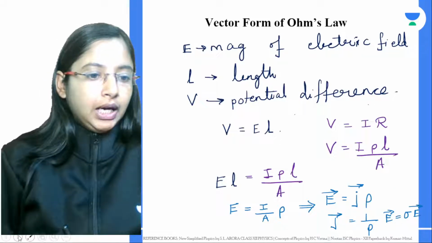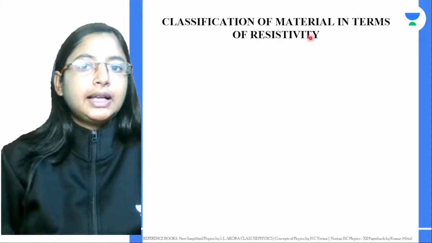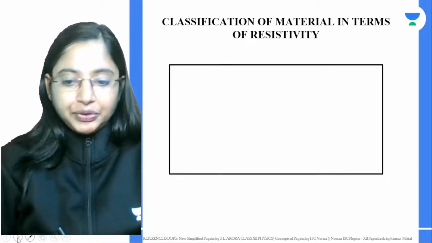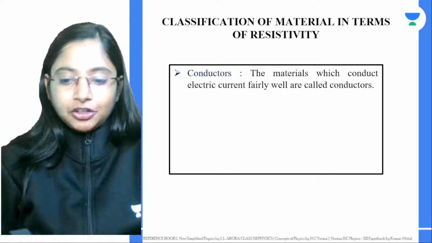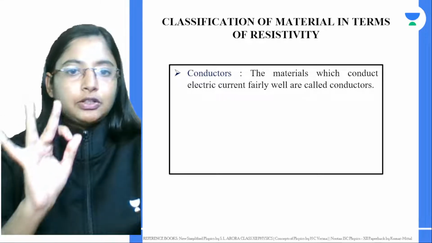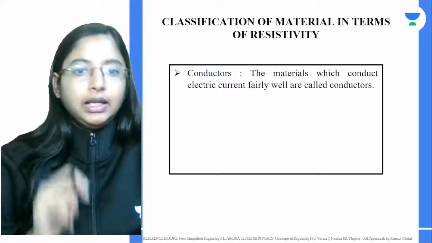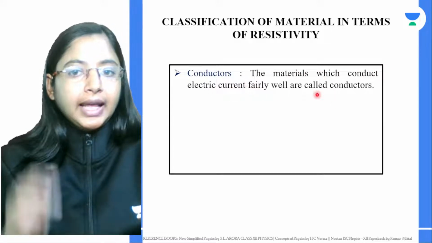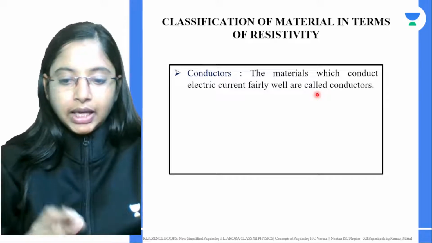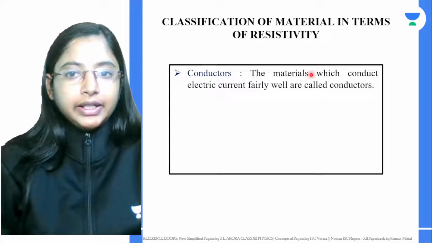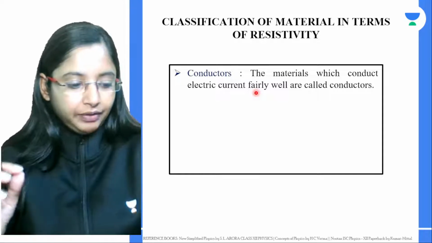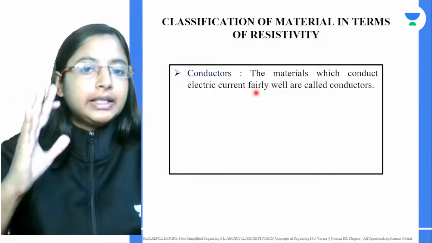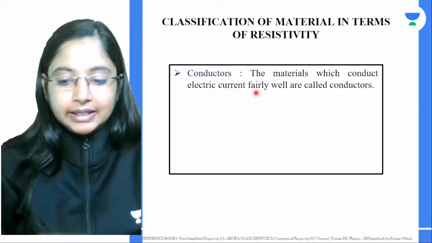Now from here, let's learn about the classification of materials based on resistivity. Based on resistivity, you can classify materials into three types. One is conductors. The materials which conduct electric current fairly well are called conductors. Since they conduct electricity fairly well, the opposition they offer to the electric current is low, which means their resistivity is low.